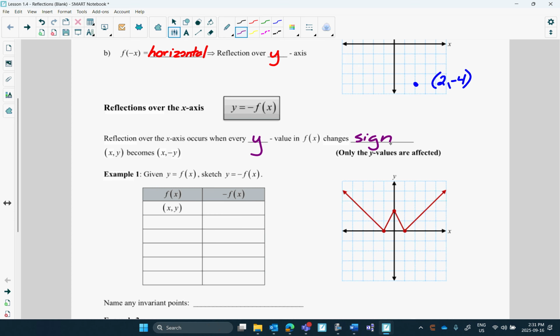Basically, take the arrowheads: they're 4 above the x-axis, so flip them 4 down. Take this point, it's 2 above the x-axis, flip it 2 down. When I flip these 2, where do they go? They stay exactly where they are. So it's going to look like this.